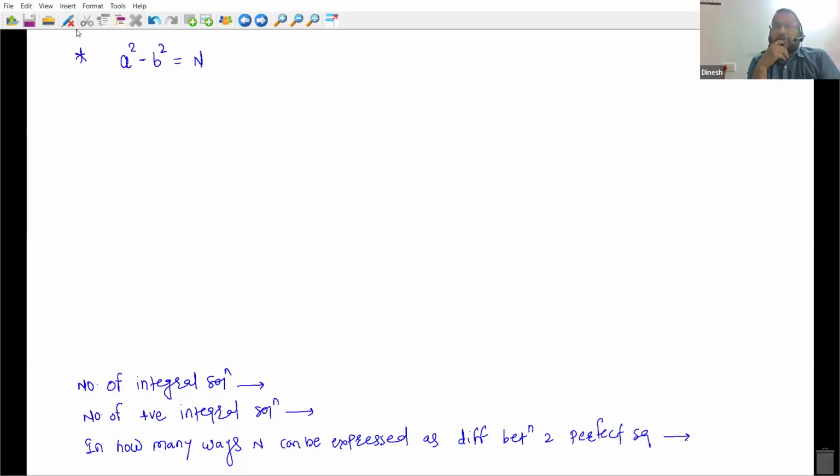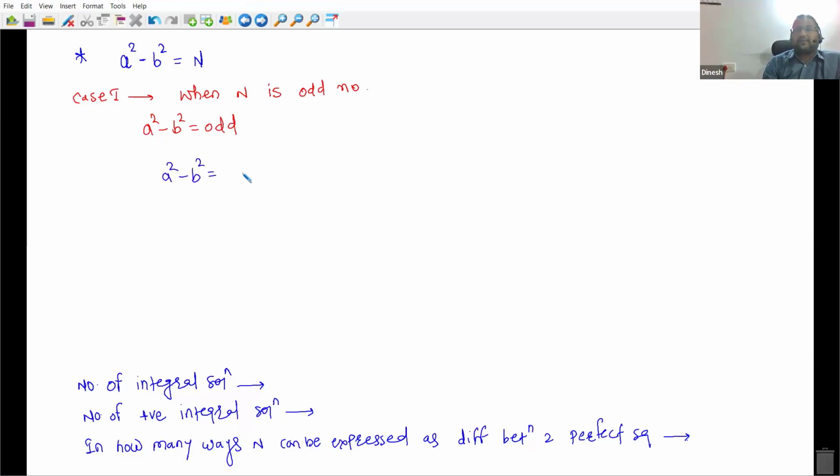So the first case over here is when n is an odd number. Let's take an example: a square minus b square is equal to an odd number. Let's take one example, a square minus b square is equal to 45.